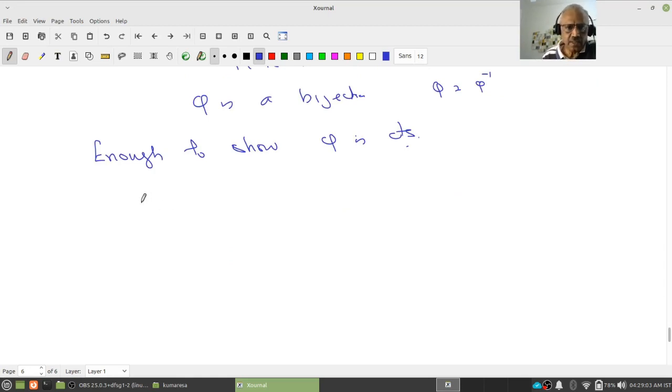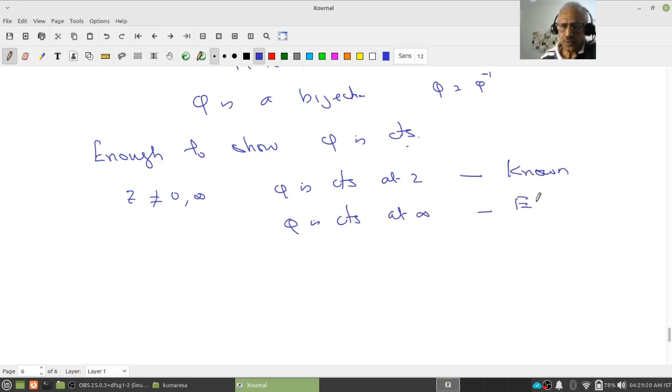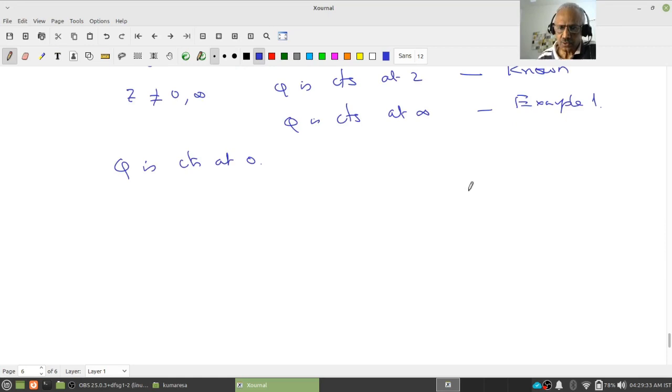Right, now to show it's continuous, start with any z which is not 0, not infinity, then phi is continuous. This is well known. Okay, and phi is continuous at infinity. That was example 1. Okay, and phi is continuous at 0 is a similar proof, but if you want, let's go through a proof.